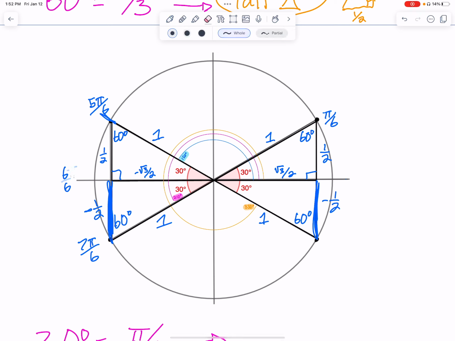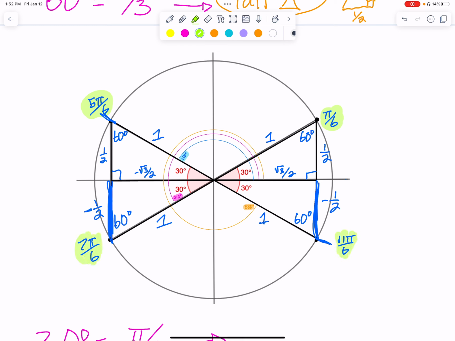Right? I'm going to erase the 6 pi over 6 so I don't use it. And then if I want to find this one, I know it's a 6, and I know all the way around is 2 pi. So this is 12 pi over 6. So if I go 1 back, this is 11 pi over 6. So these 4 angles, let me highlight them so we can see them. Pi over 6, 5 pi over 6, 7 pi over 6, and 11 pi over 6.